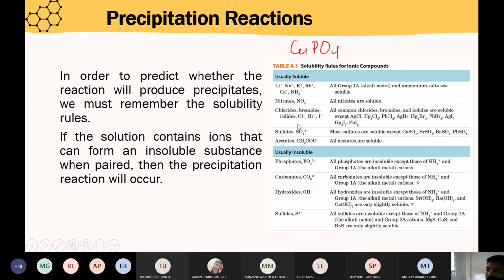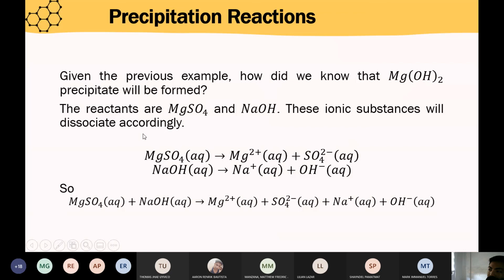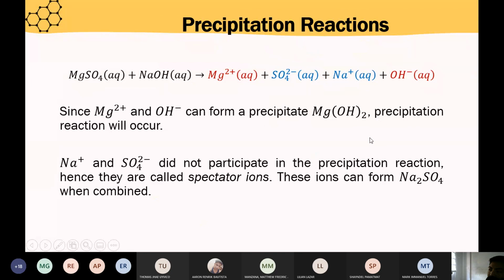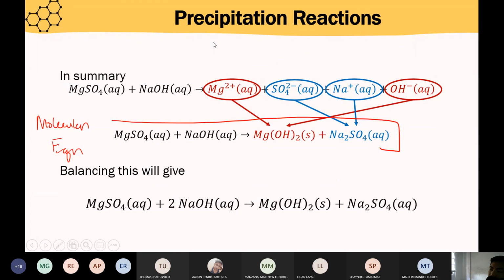Ako, kabisado ko yan. Pero, hindi naman kailangan masyadong kabisado. So, you can just print this out na. And then, how will you know if a precipitate is formed? Just use the solubility rules. Swap the partners, determine the formula, and check if they are precipitates.